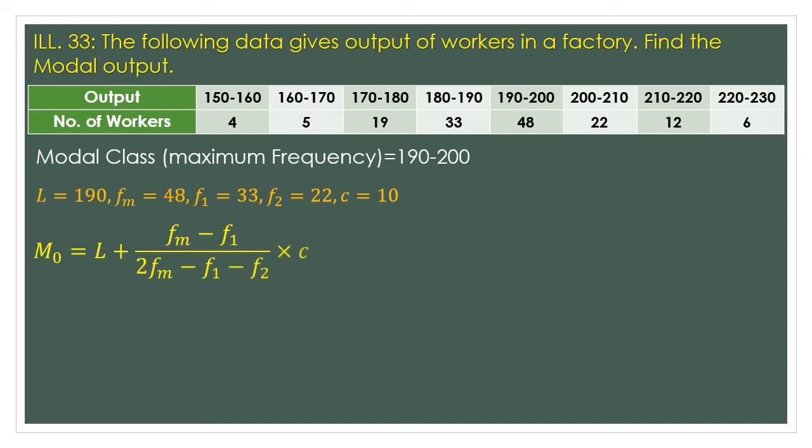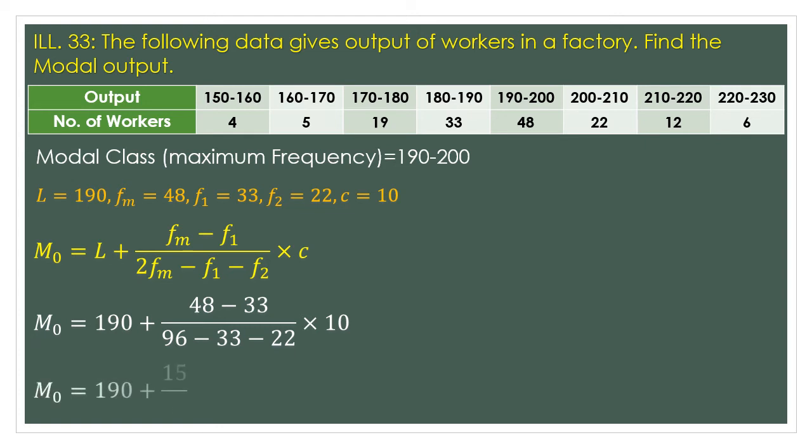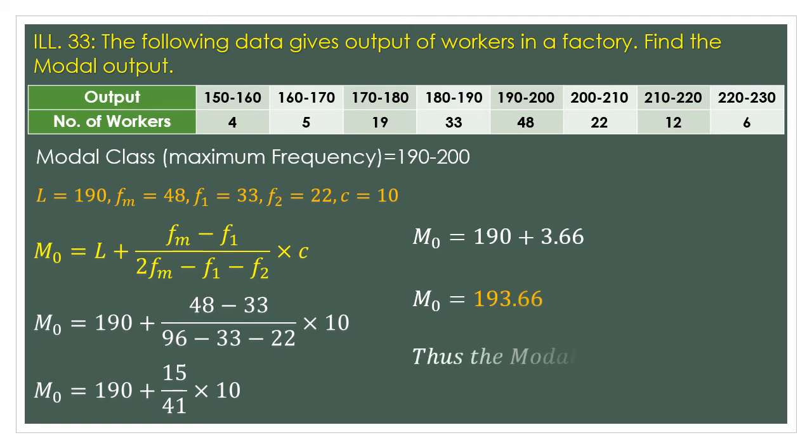Mode is equal to L plus Fm minus F1 upon 2Fm minus F1 minus F2 into C. We will put the values. So 190 plus 48 minus 33 upon 96 minus 33 minus 22 into 10. 96 I have directly put here using 48 into 2. When we solve this, it is 190 plus 15 upon 41 into 10, which would be 190 plus 3.66, and the answer will be 193.66 units. So the modal output is 193.66 units.